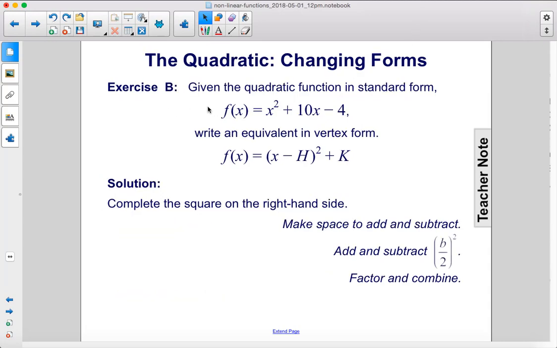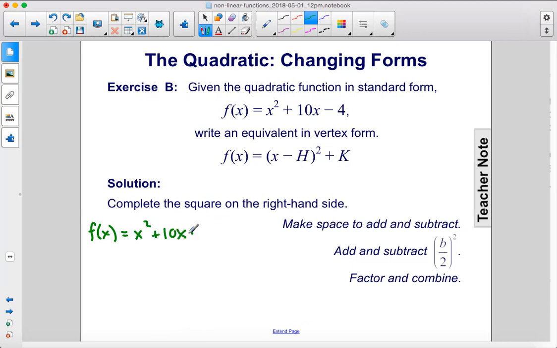Exercise B. Given the quadratic function in standard form, f of x equals x squared plus 10x minus 4, write an equivalent in vertex form. Alright, so first we're going to complete the square on the right-hand side. So we have f of x equals x squared plus 10x plus something we're going to figure out, minus 4, and then minus that same something. So we're minus 4 minus whatever we add here.